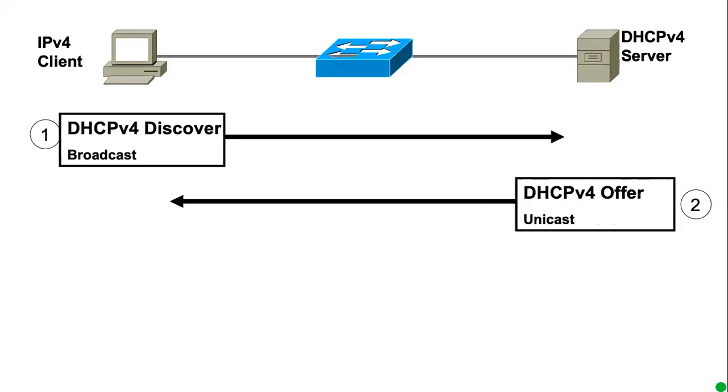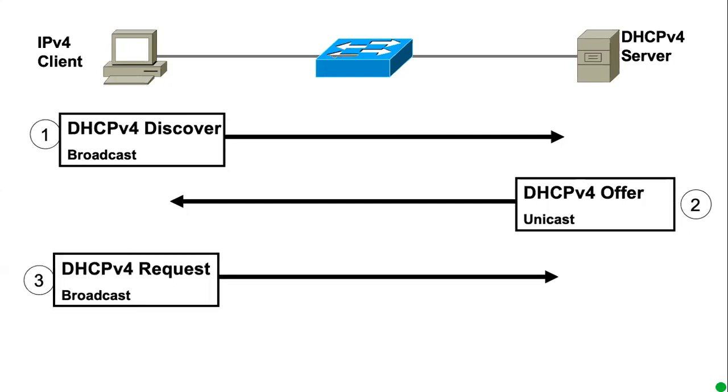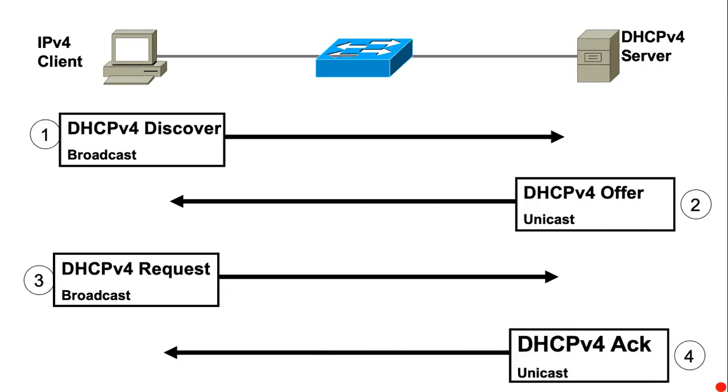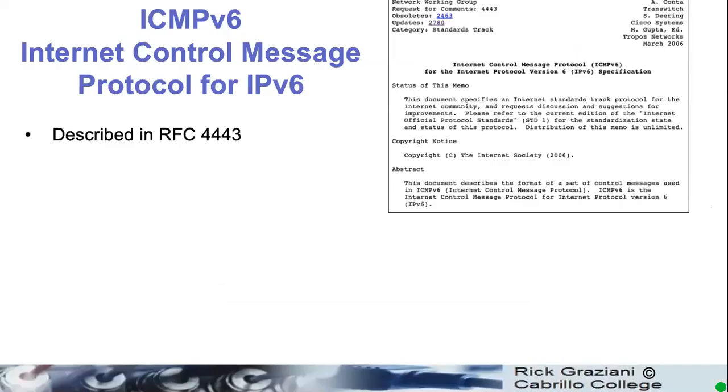And here's the overall process. It's a broadcast discover from the client. The server sends a unicast offer. The client sends a broadcast request saying, I would like to have that address. And the server says, it's all yours.